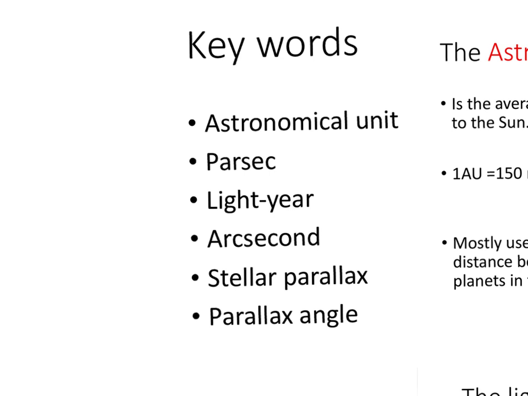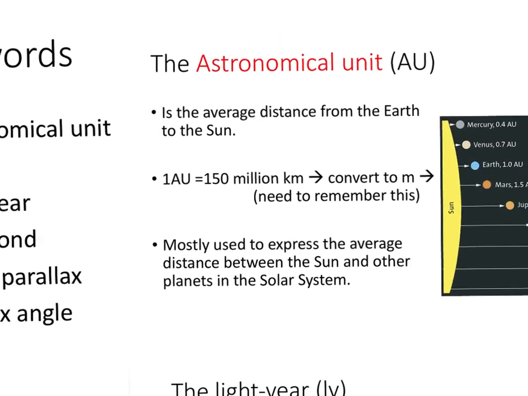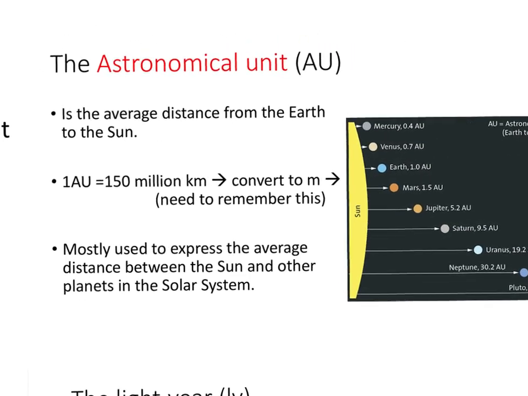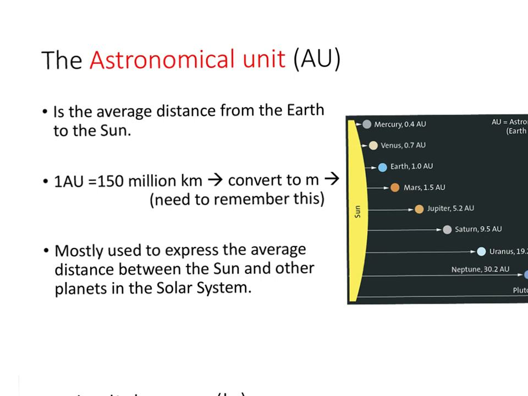To start with, we will have a lot of keywords throughout this lesson, so you need to keep a list of every single definition. So we'll start with the astronomical unit. Now, the astronomical unit is simply the average distance from the Earth to the Sun. You need to be able to define what we mean by it.